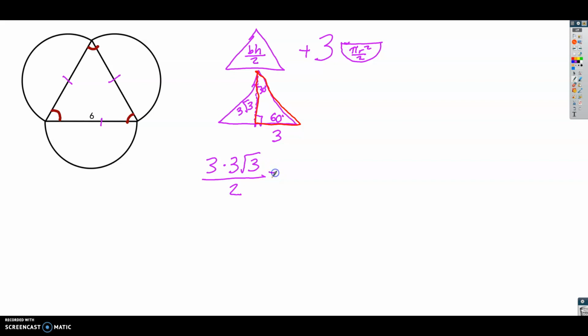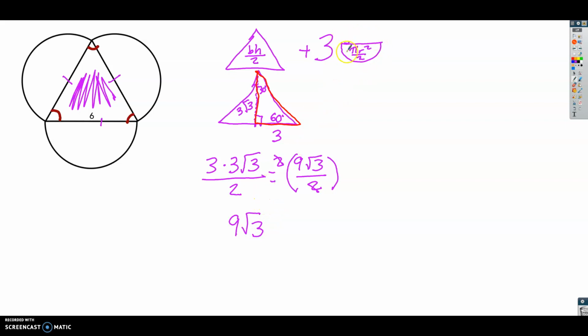Right, so here, the area of this red triangle right here is going to be base times height. So here I multiply 3 times 3 root 3. That's going to give me 9 root 3 over 2. And the other triangle over here, well, that's going to be the same as this triangle over here. So I simply double this. And you'll notice that my 2's cancel out. So the area of this entire triangle would be 9 root 3.